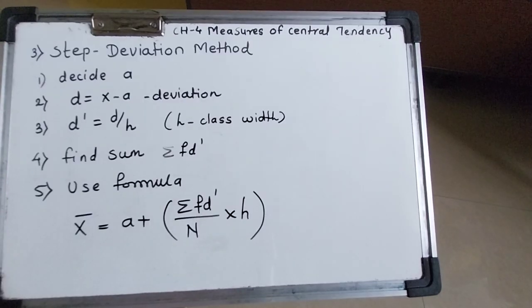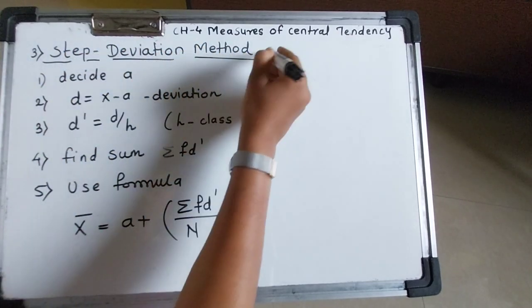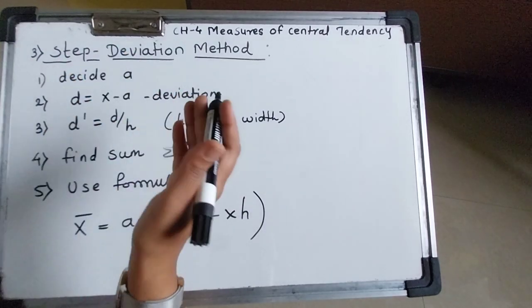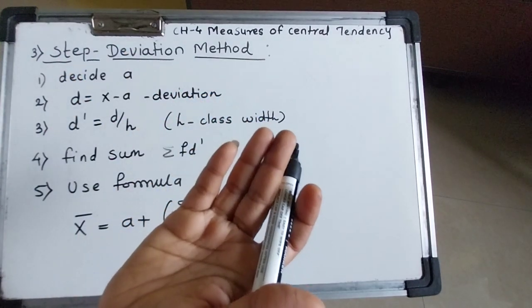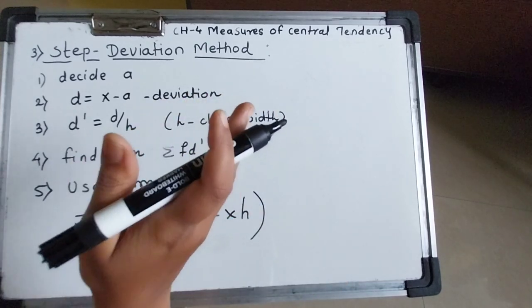Next is the step deviation method. The third method is the step deviation method. In that, the calculation reduces. Generally, the step deviation method is applied to continuous classes. If continuous classes are given, then we apply the step deviation method.